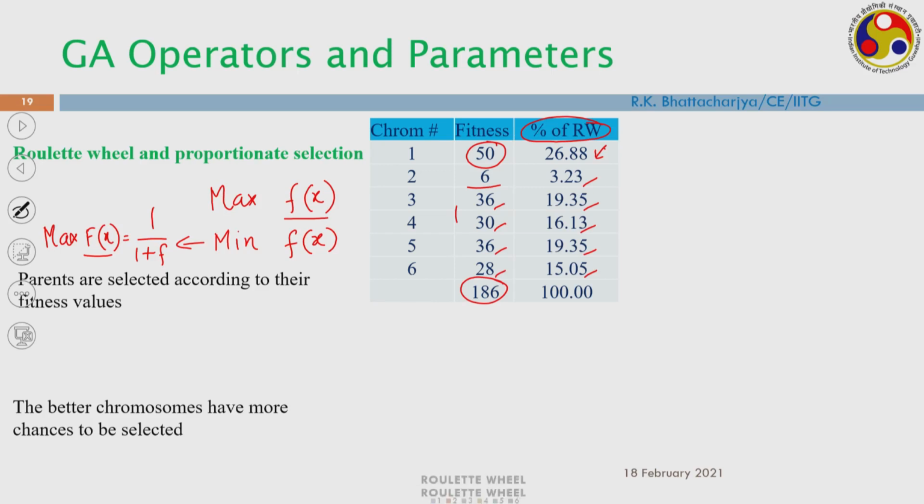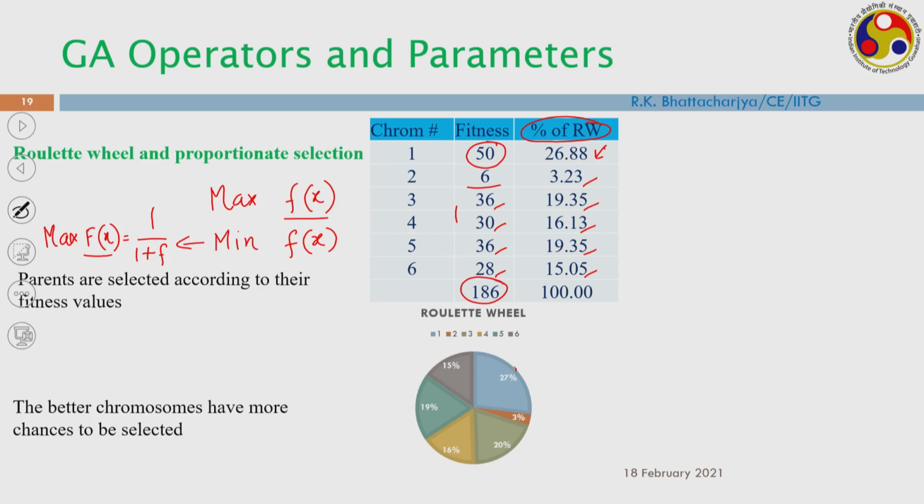So I can create a roulette wheel. The area occupied by each solution: the first solution is 26.88, which rounded up is 27%, so the first solution occupies 27% of the wheel. Similarly, the second solution is 3%, or 3.23, then the third is 20%, then 16%, 19% and 15%. So they occupy an area in proportion to their fitness value.